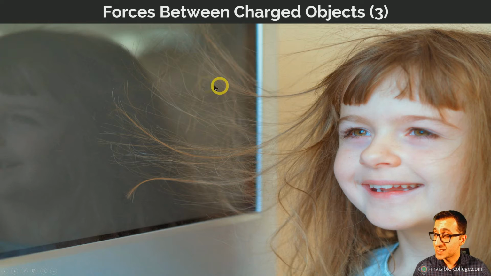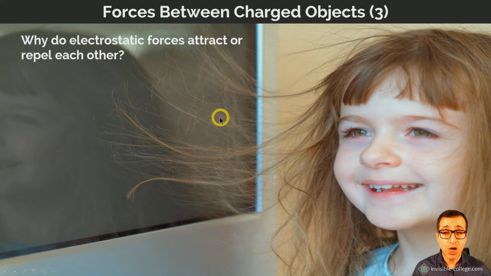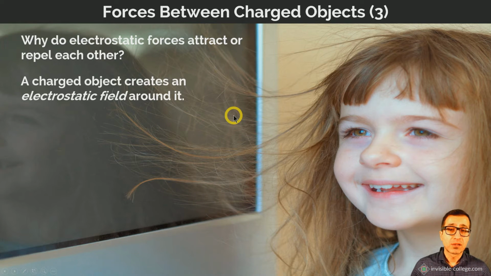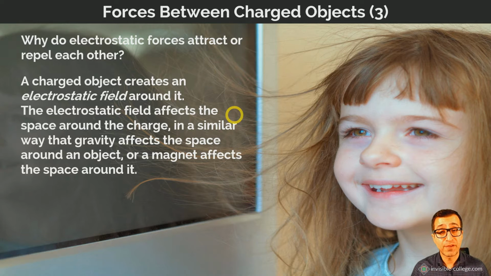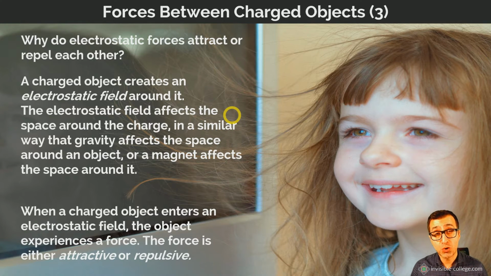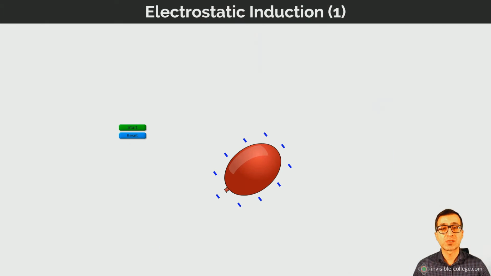So here we can see somebody's hair being attracted to the surface of this rather old television here. So a charged object creates an electrostatic field around it. So this field will affect the space around the charge in a similar way that gravity affects the space around an object such as the Earth, or a magnet affects the space around a bar around itself. When a charged object enters that electrostatic field, that object will experience a force, and that force can either be attractive or repulsive. Now I'll demonstrate this in a bit more detail a little bit later on, but for now let's take a look at some everyday demonstrations of this principle.